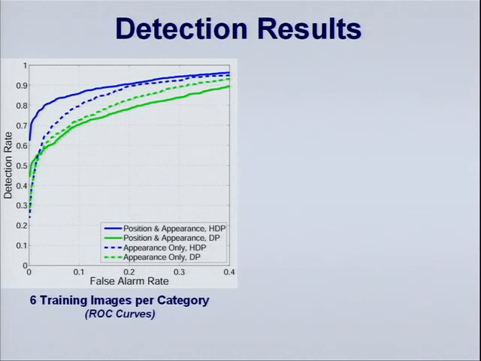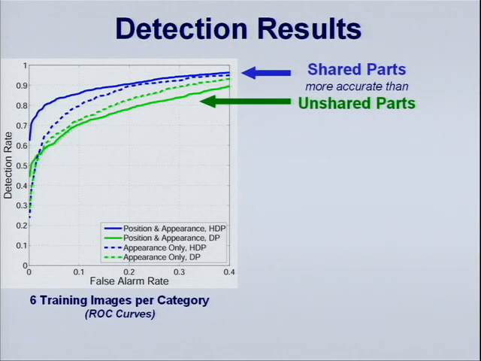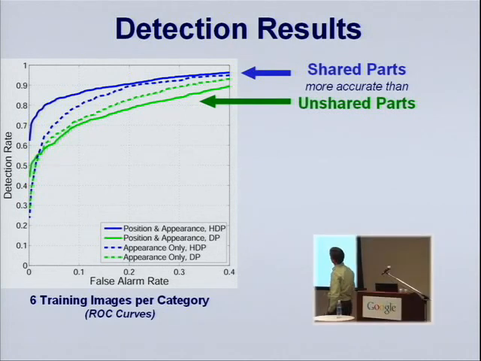The first thing to notice is, the 2 blue lines correspond to models which share parts. The 2 green lines correspond to models which don't share parts. So I build an independent part-based model of each category. You can see I get a pretty significant boost in performance by sharing parts among categories.